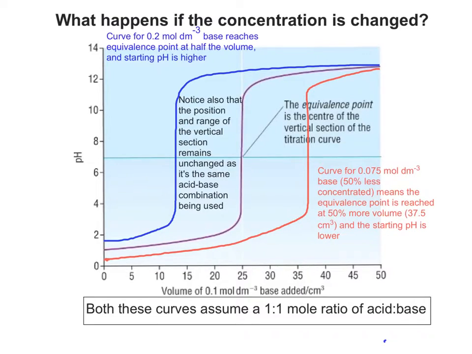And it's also important to have a look at the fact that the position and the range of the vertical section remains unchanged because it's the same acid-base combination being used. The positioning of the vertical section and its size, its range within the pH range, only alters if the type of acid and type of base that you're mixing together and titrating actually changes. So that's what we're going to look at next.